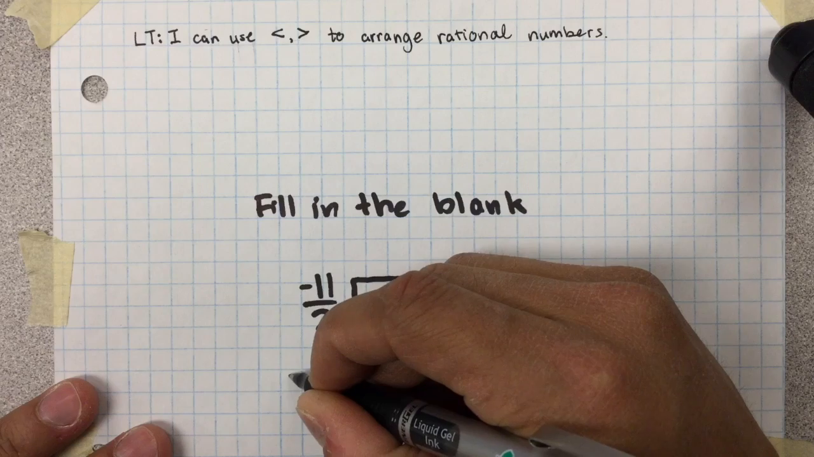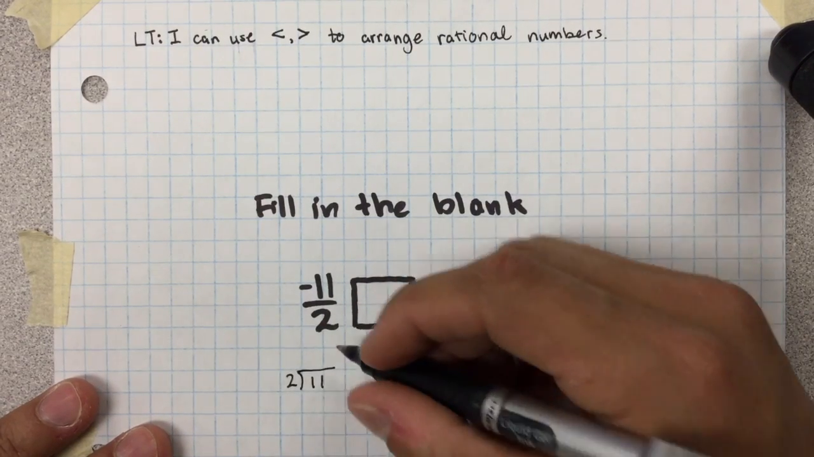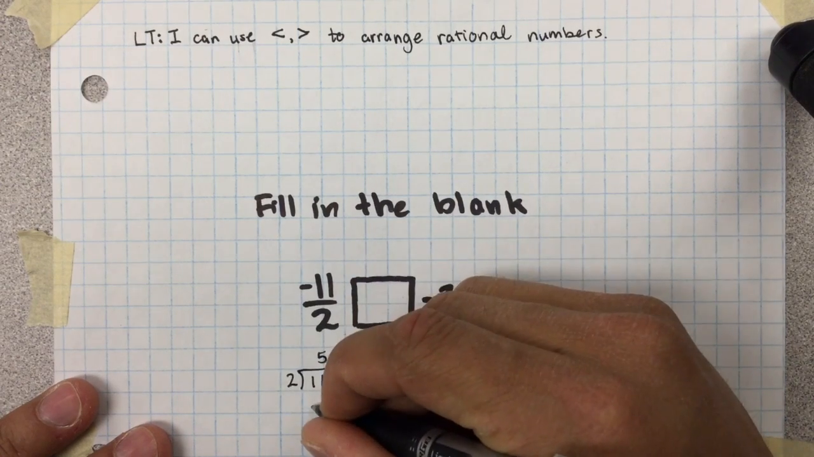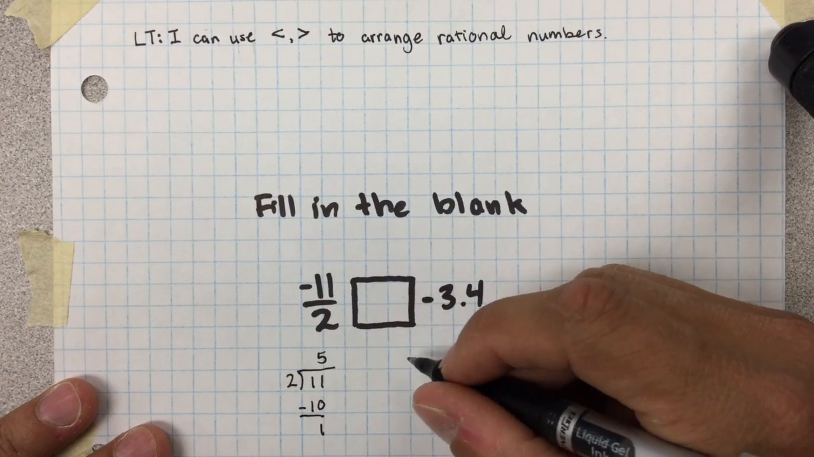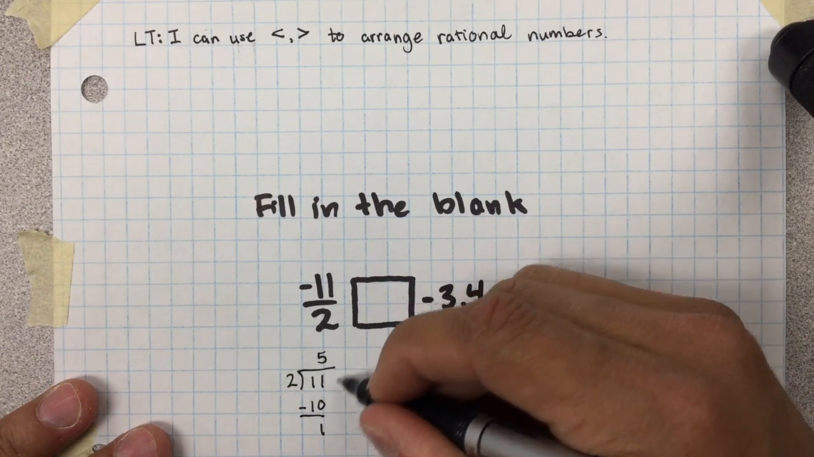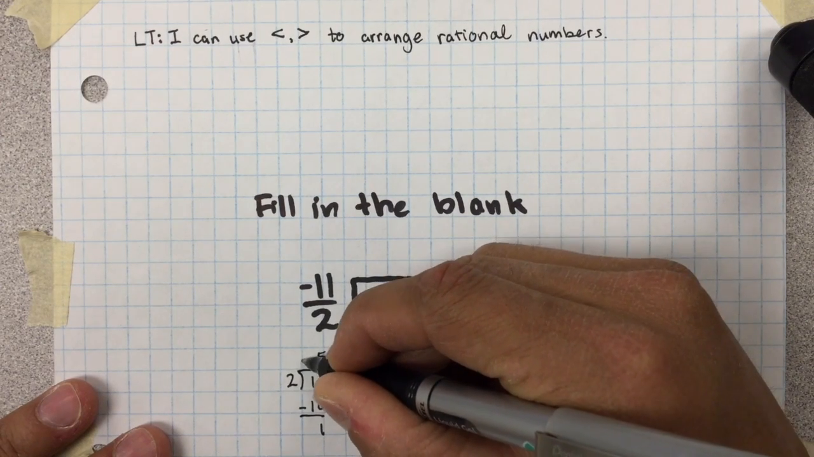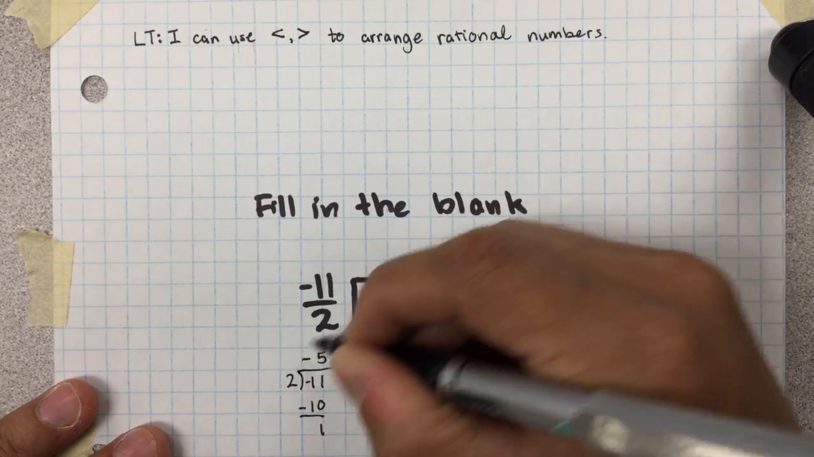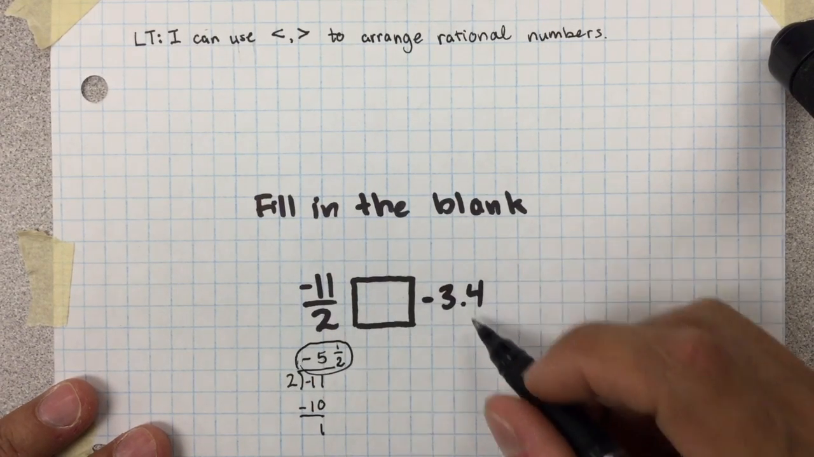If I have negative 11 over 2, we know it's going to be negative, but I can do a long division. 2 divided by 11. I know 2 goes into 11 5 times, giving me 10. Subtract 1, I would be left with 5 remainder 1 over 2. And remember, this is negative because this is negative 11. So this is negative 5 1/2.